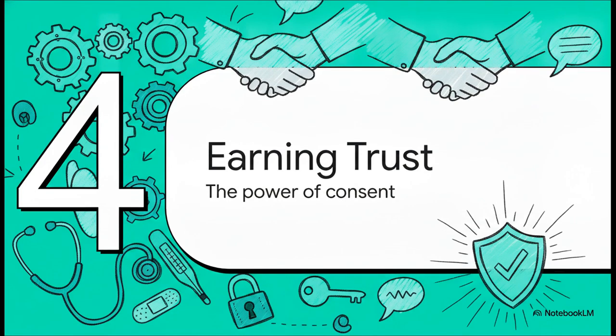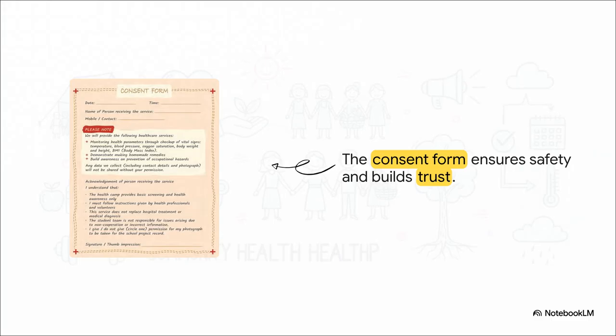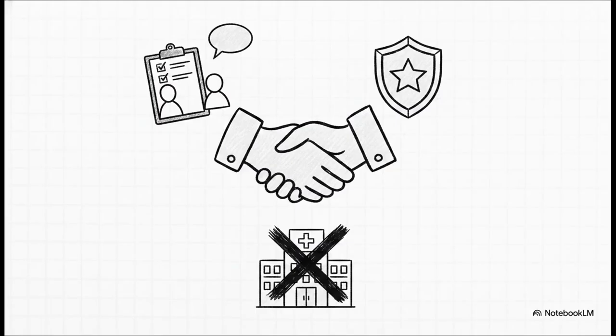Next up, Section 4. Earning Trust Through Consent. The Power of Consent. Now, while a consent form might just look like boring standard paperwork, it's actually one of your most vital communication tools. It isn't some scary, legally binding contract. Rather, it just tells the visitor exactly what parameters, things like blood pressure, oxygen saturation, and BMI, are going to be checked. Fundamentally, it's all about transparency, ensuring safety, and building genuine trust with the person before you check a single vital sign. When you're gathering this consent, you've got to explicitly explain 3 core things.